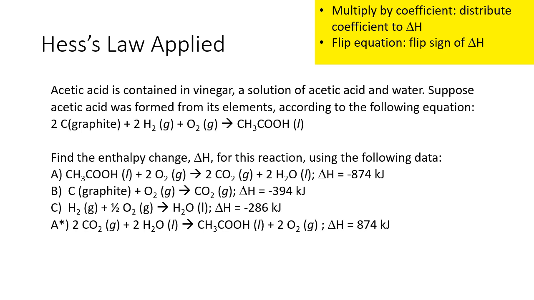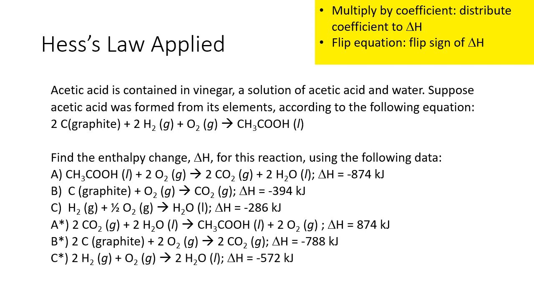Now we go to equation B. In equation B, we have the only source of carbon in graphite form of any of these equations. We have 2 moles of it in the equation we want. So we're going to multiply that entire equation B by 2. And finally, we go down to equation C. This is our only source of hydrogen gas. We have 2 moles of hydrogen gas in our target equation, so we're going to multiply all of C by 2.